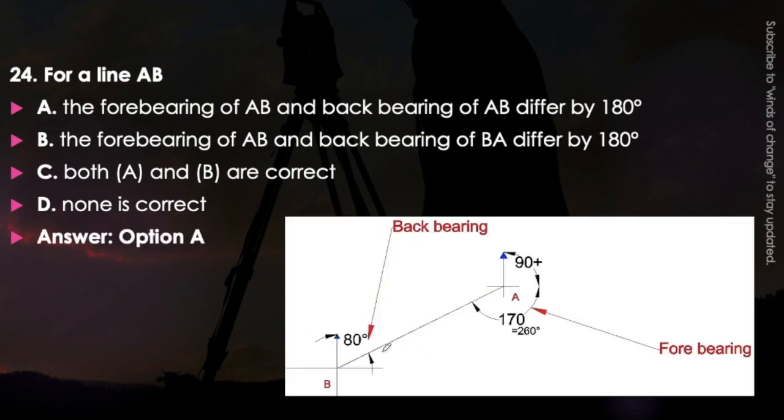You can see here this is the AB. The forebearing of AB here is 260 degree and back bearing of AB is 80 degree. While this is the forebearing for BA, for AB it is back bearing. So we have to memorize this, that these two differ by 180 degree always. That is 260 minus 80, which will be 180 degree. Memorize it.